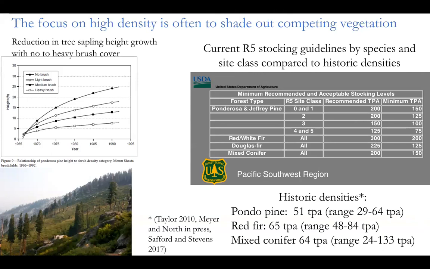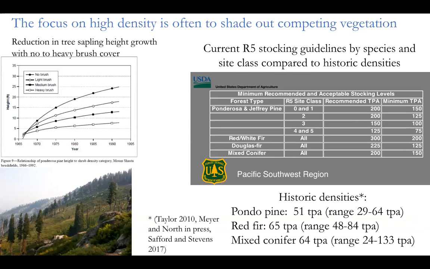Now, it's worth contrasting that with information on the historic range of densities that we see based on historical timber surveys and dendrochronological reconstructions. You can see, again, there's some variation depending on vegetation type, but we often saw mature tree densities on the order of 50 to 70 or so trees per acre with a considerable range that's going to be driven by local factors.